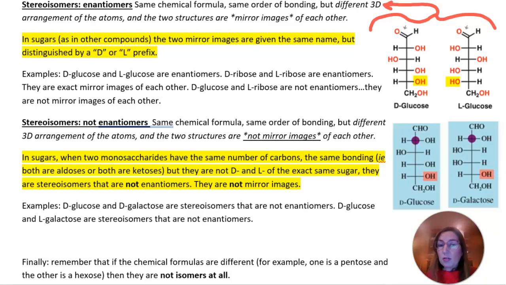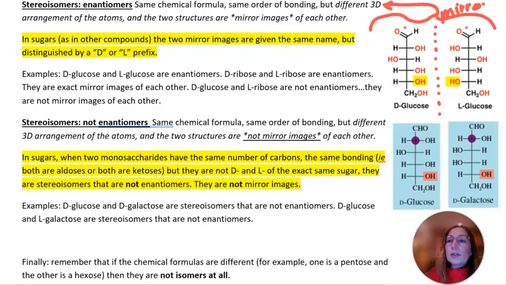So D-glucose and L-glucose are enantiomers. D-ribose and L-ribose are enantiomers. They're exact mirror images of each other. D-glucose and L-ribose are not enantiomers because they are not mirror images of each other. If we pick another sugar, that won't be the same mirror image. So let's focus on D and L glucose because these are exact mirror images of each other. We can put a dotted line that can be our mirror in between them.